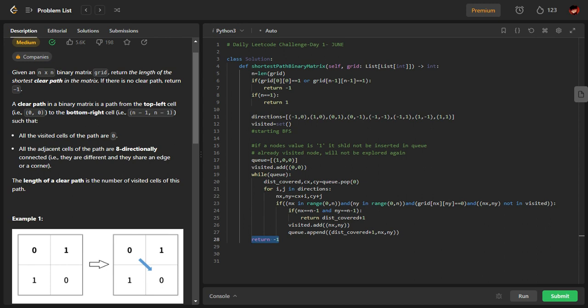You might be knowing this also, that we are returning minus 1 in this case also. That means if the first node, that is the 0 comma 0 node, or the n minus 1 comma n minus 1 node is represented by 1, that means it cannot be included in the path because the path should have all 0 nodes only. Here it is. That's also we are returning minus 1.